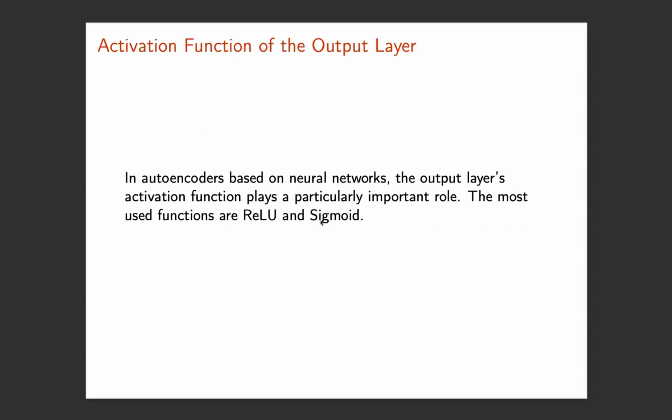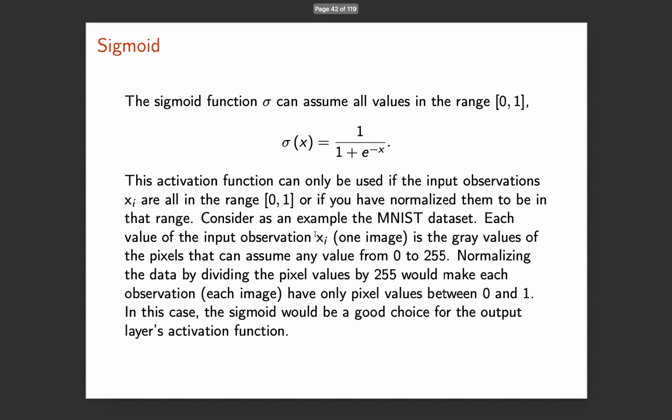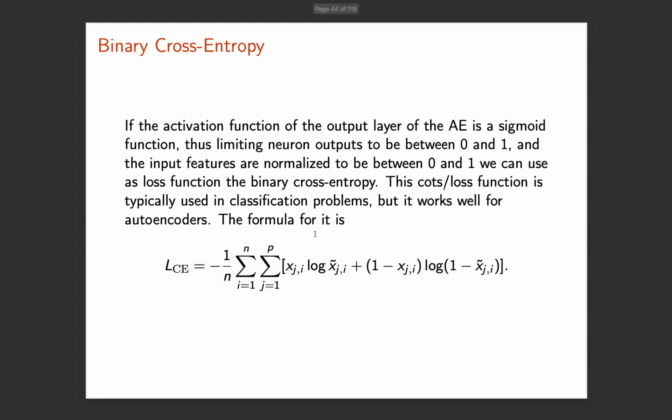So that was about autoencoders. The activation functions are often chosen for the output layers. Since they are based on neural networks, the output layer plays a particularly important role, and the most used functions are often ReLU and the sigmoid function. I'm going to skip some of these slides here. You can also use binary cross entropy as before if you're dealing with a classification problem where you have a binary output. If you have more than a binary output, you would typically use a softmax function.